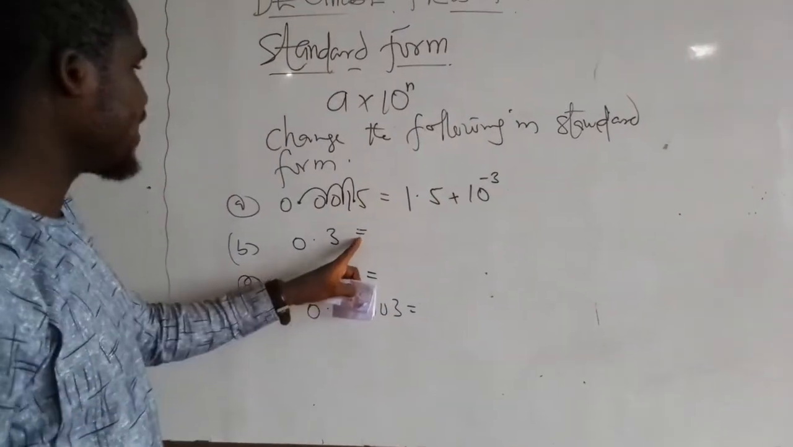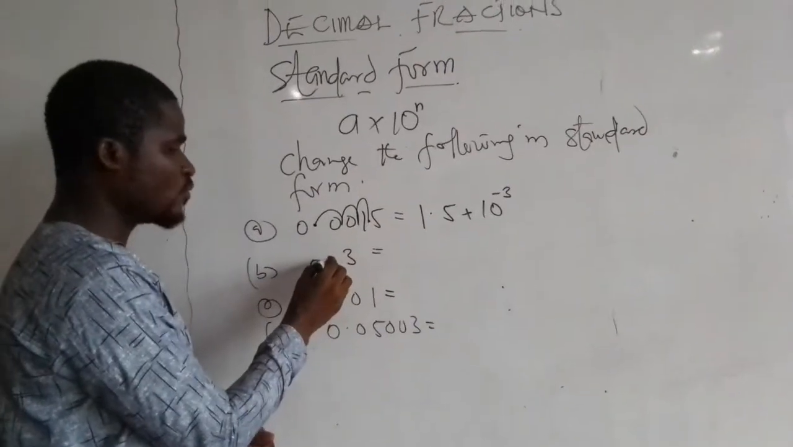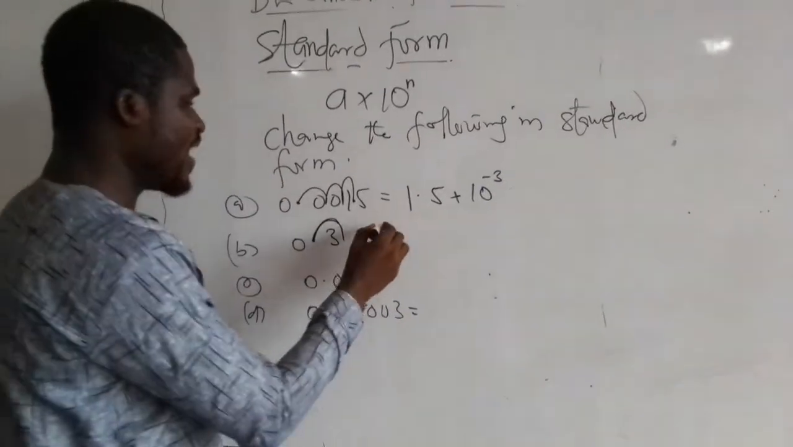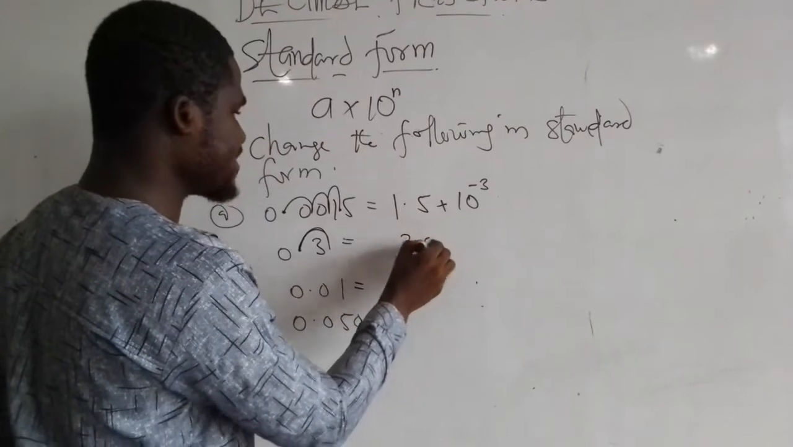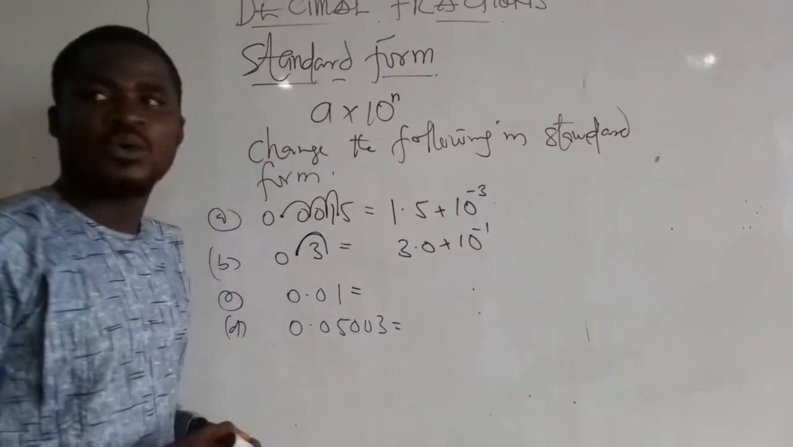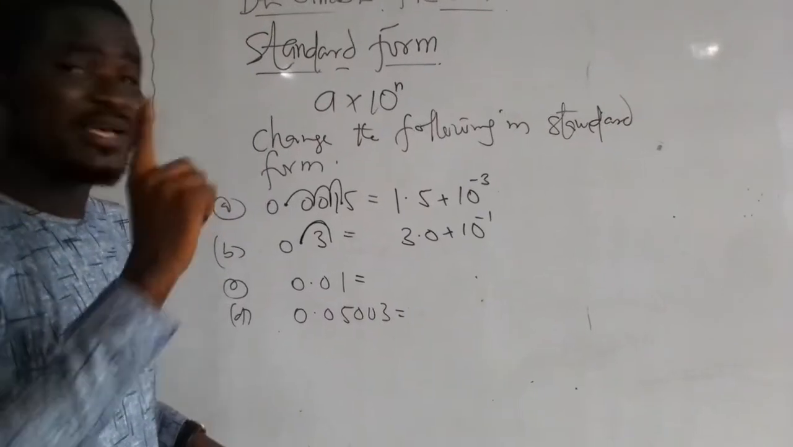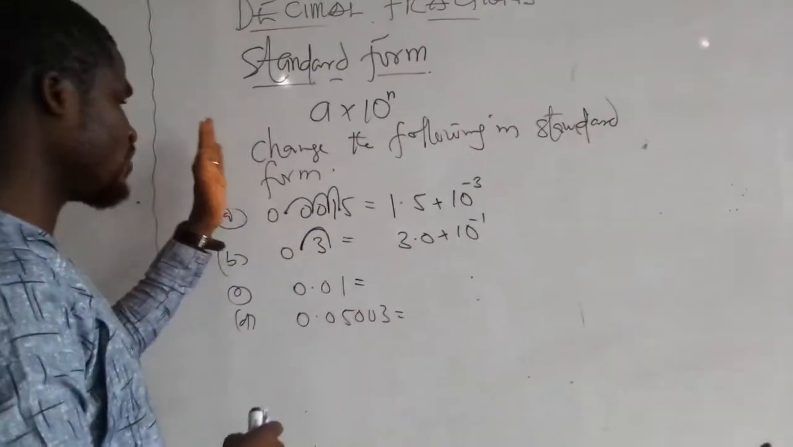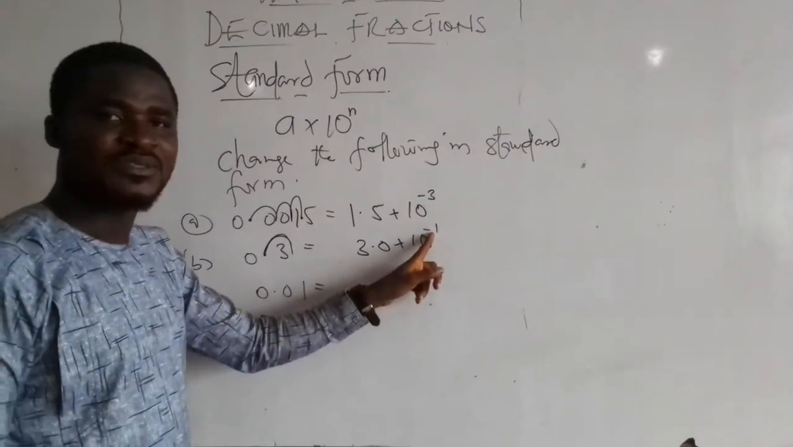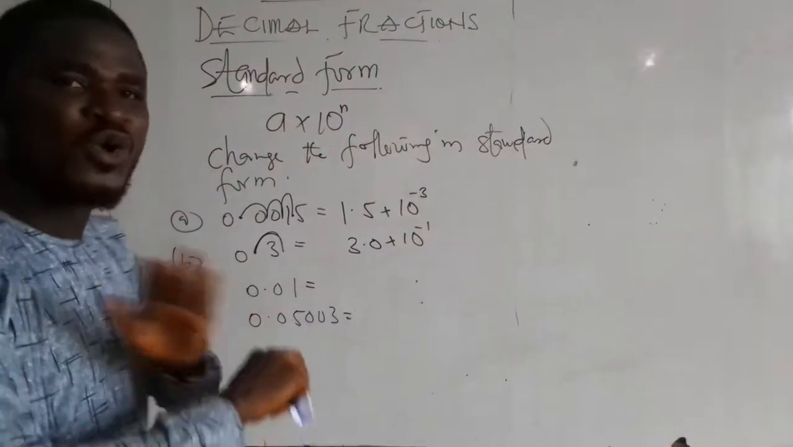Good. Let's go to the example B. Example B, I'll move 1. So 1, I moved 1. So I'm going to have 3.0 times 10 exponent negative 1. Why negative 1? Because I moved 1. I moved once. And I moved from my left hand side to my right hand side. That's why I had negative 1. Please, whenever you move from your left hand side to your right hand side, the power is always negative.